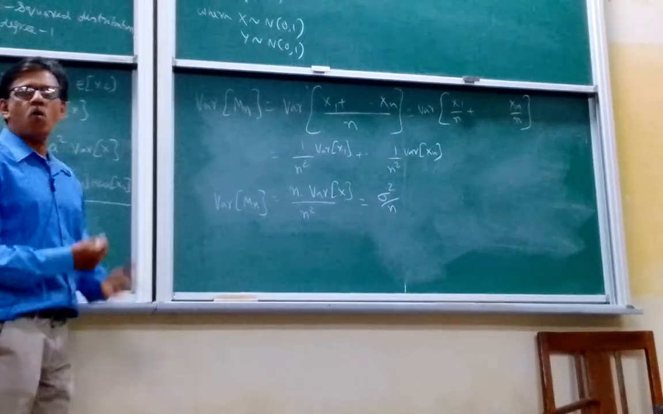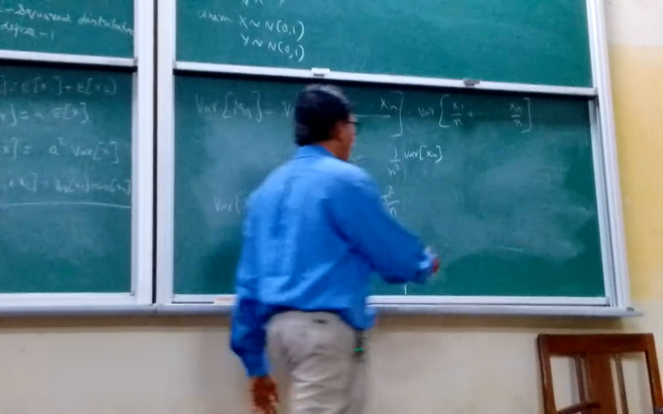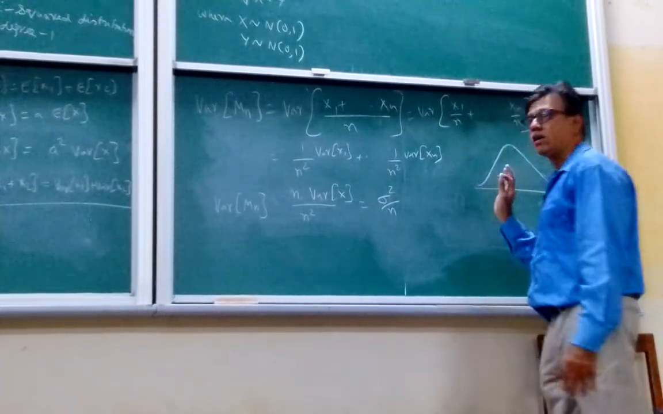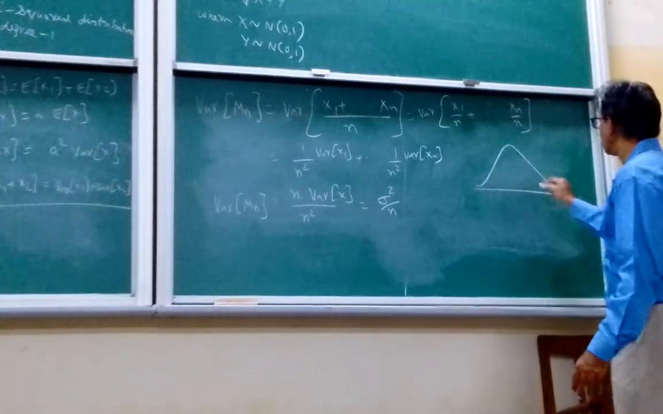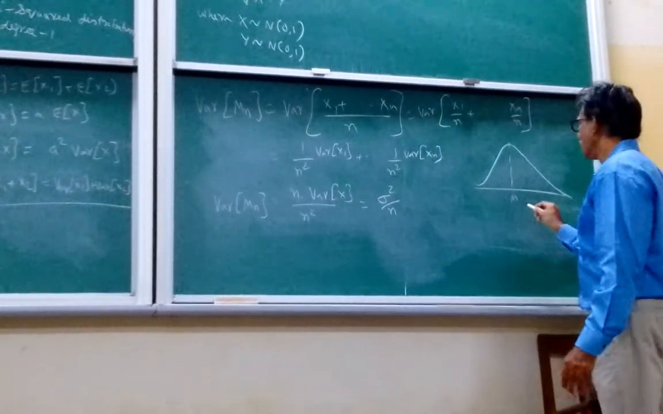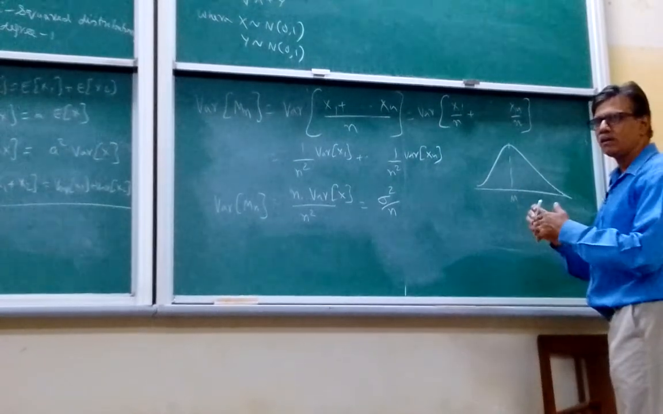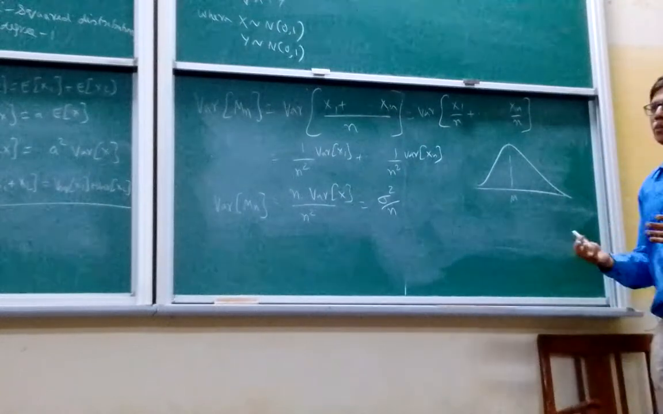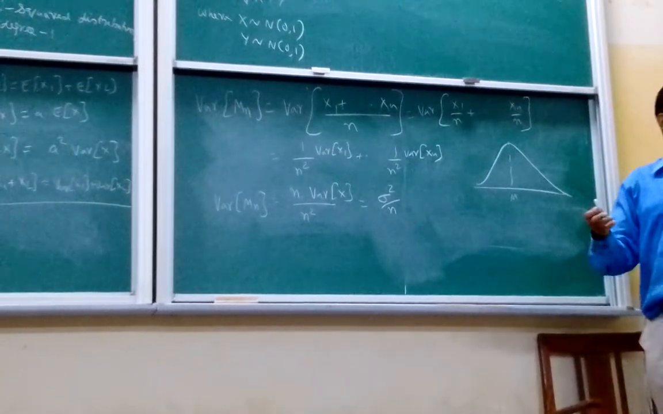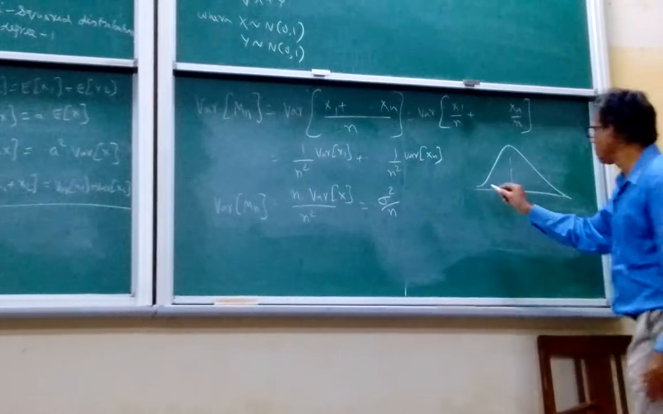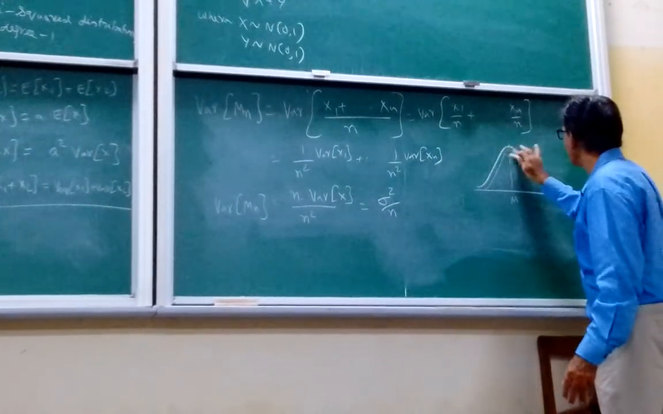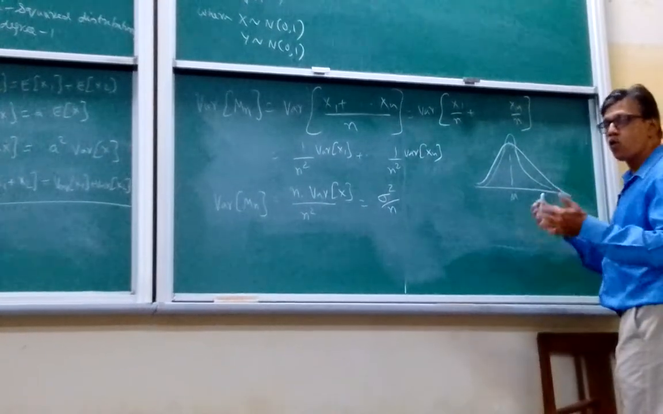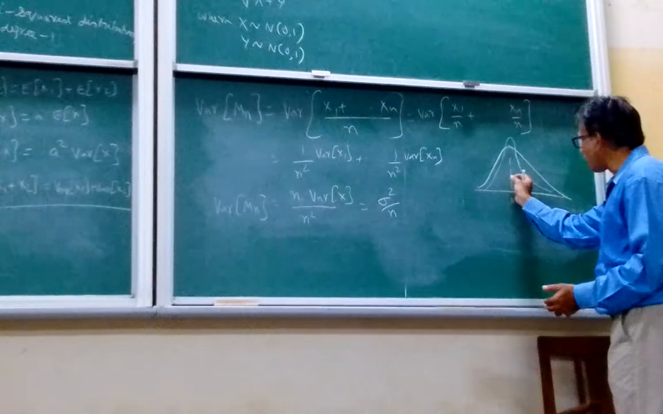So what does that mean? Suppose you have the density of X, some curve like this, not necessarily Gaussian. This is the mean. If I take two of them and add them, the result will also have the same mean, but the variance will be less. What is the interpretation of variance? It is the spread of the distribution. That spread will be less, so it becomes something like this. And if I take more and more n, the variance has to be less.